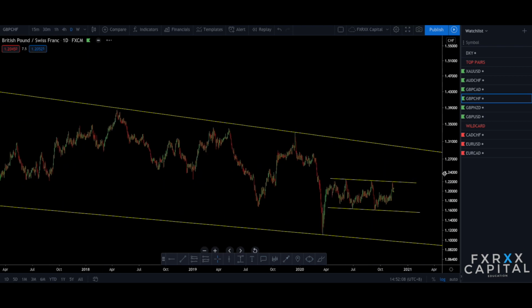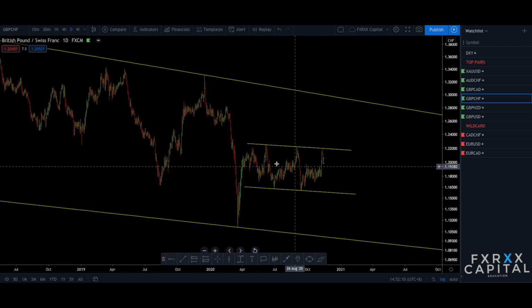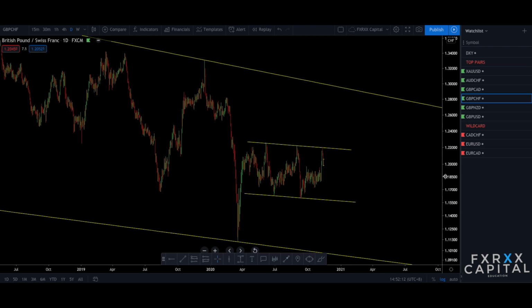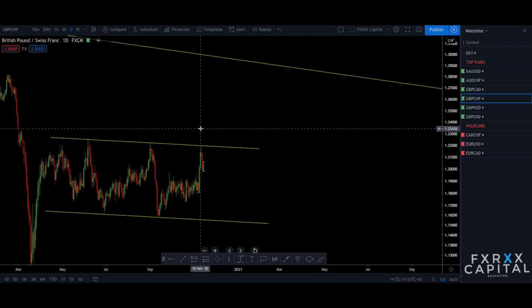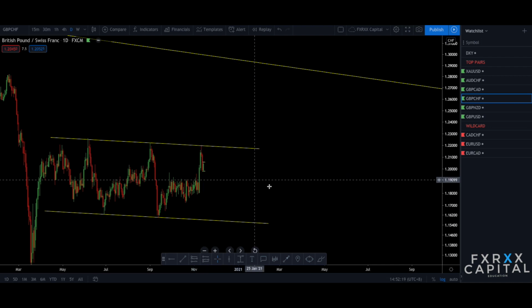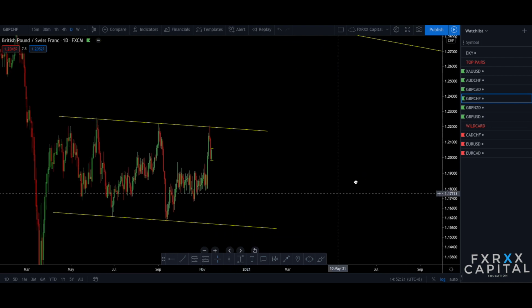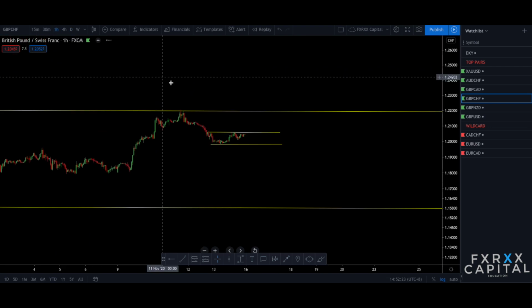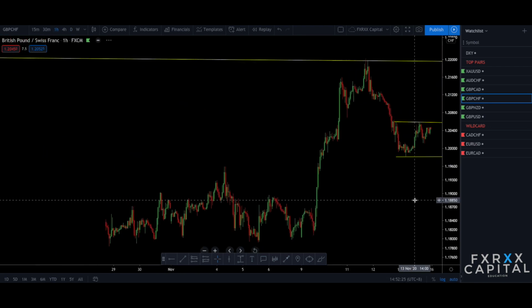In the daily time frame, we can see price pull back from the third touch, very clean structure. This was the 11th of November, price pulled back from the third touch. So we are at the middle of the correction.